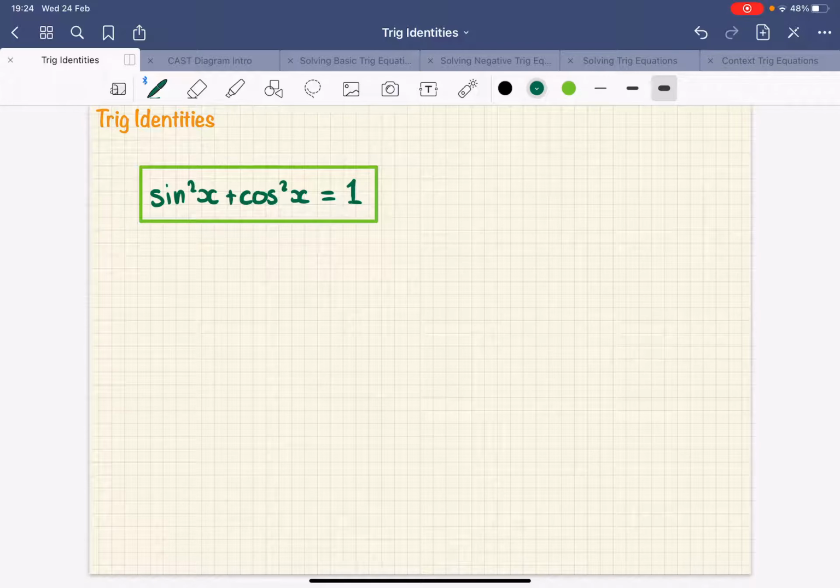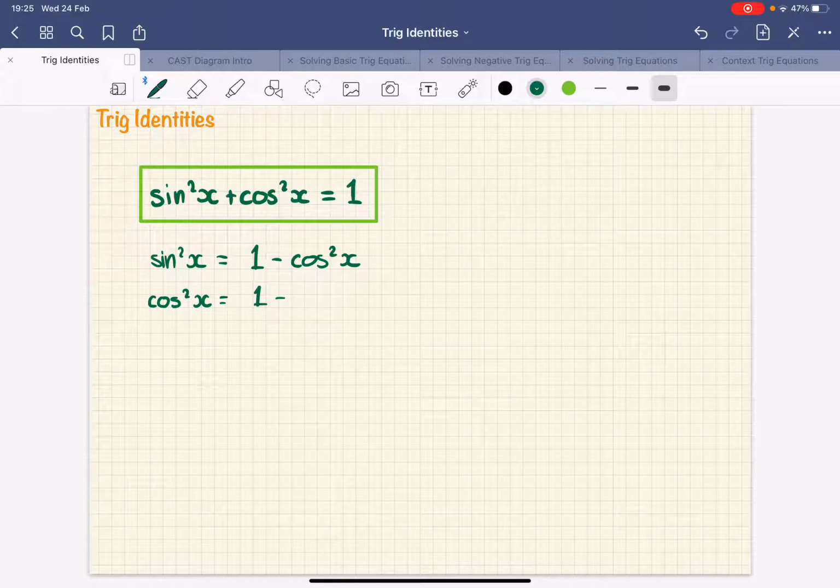And that one in particular could be rearranged a little. So for instance, I could have sine squared x is equal to 1 minus cos squared x. There I took away the cos squared x from both sides in order to get the sine squared x on its own. And same if I wanted the cos squared x on its own. So that's just something to keep in mind, that this one we can quite happily rearrange into different forms in order to help us with our trig identities.